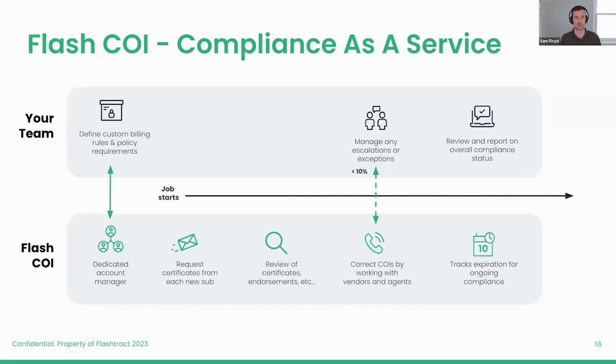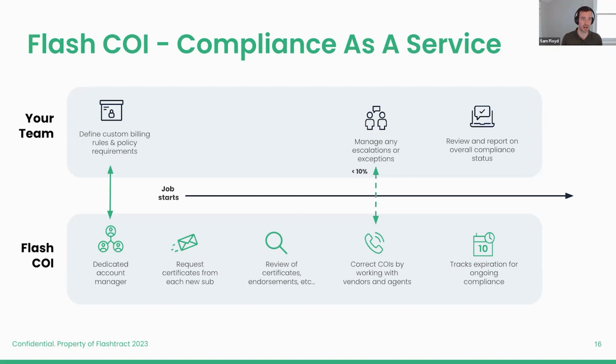To start, as customers come on board with this offering, we work with you during onboarding to define the custom billing rules and the policy requirements. The billing rules being how strict or stringent you can be for each different insurance. So you need general liability, auto insurance, workers' comp, and you want those to all be in compliance before the subcontractor is allowed to bill, before they're allowed to get paid, before they're allowed to step foot on a project. Whatever the case may be, we work with you to define that, and you would tell us how strict we should be. Same thing with the policy requirements.